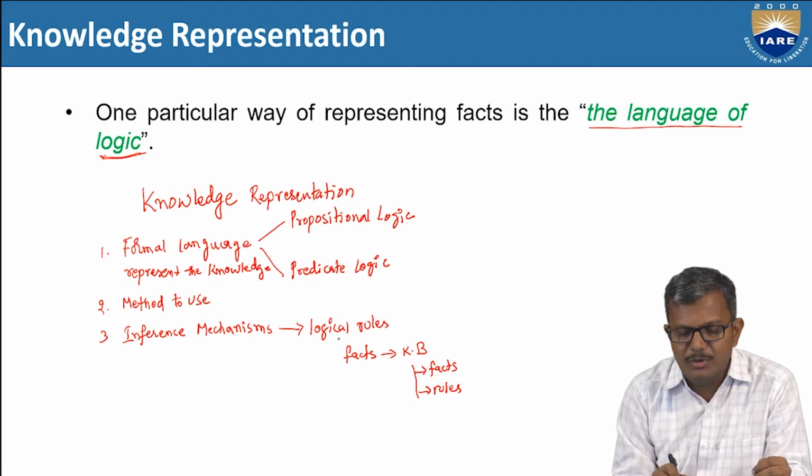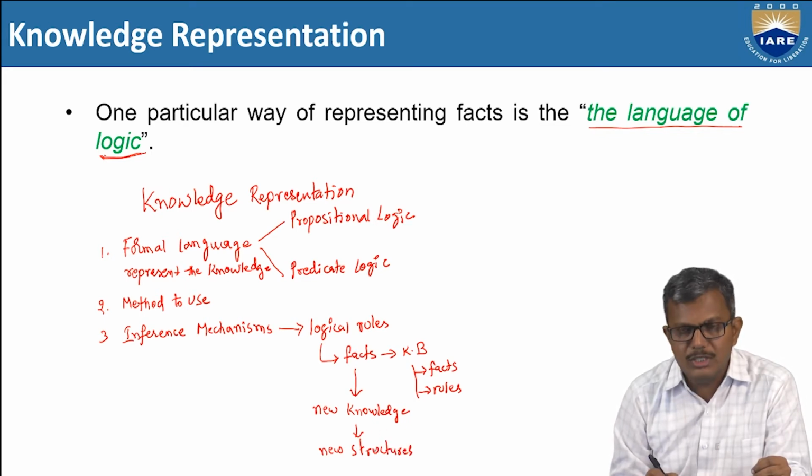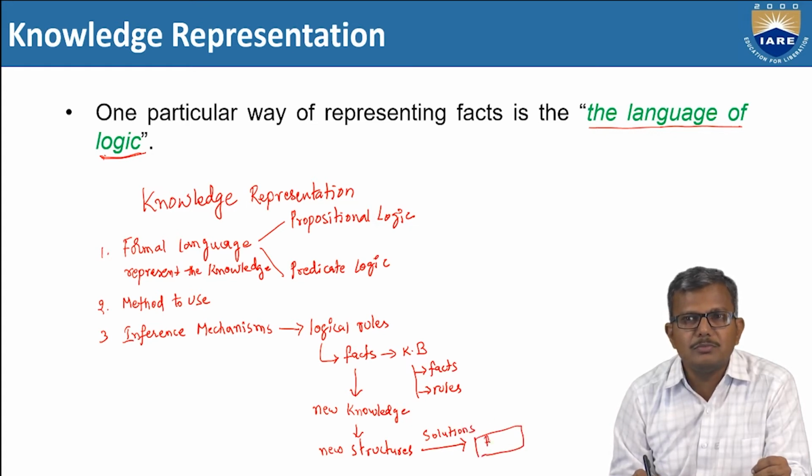So we are applying these logical rules to the facts. What is this going to give? This is going to give some new information, or some new knowledge to us. New knowledge is nothing but extracting some new structures of the same knowledge, remember, of the same knowledge. We are going to use these new structures in order to get solutions to the problems we have.